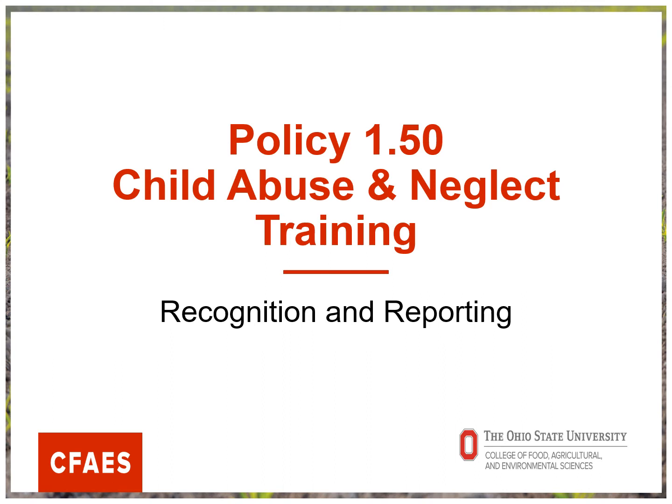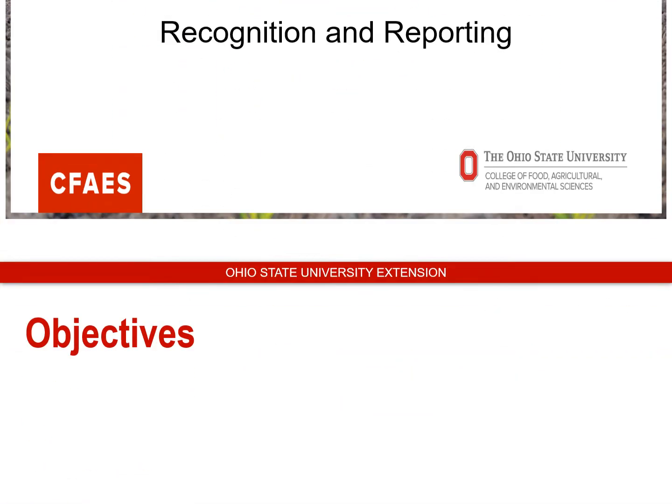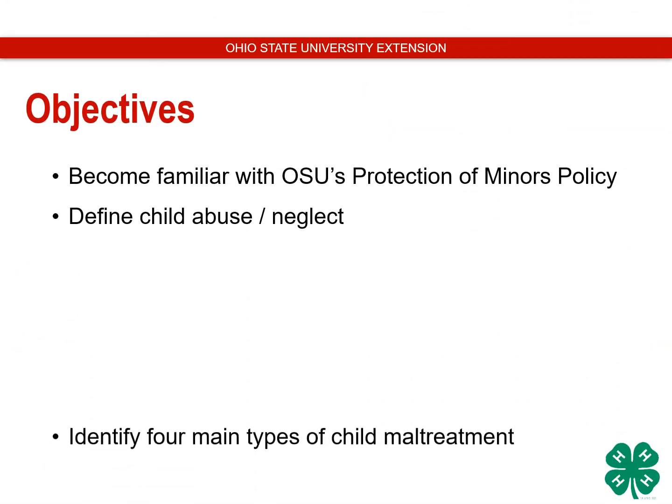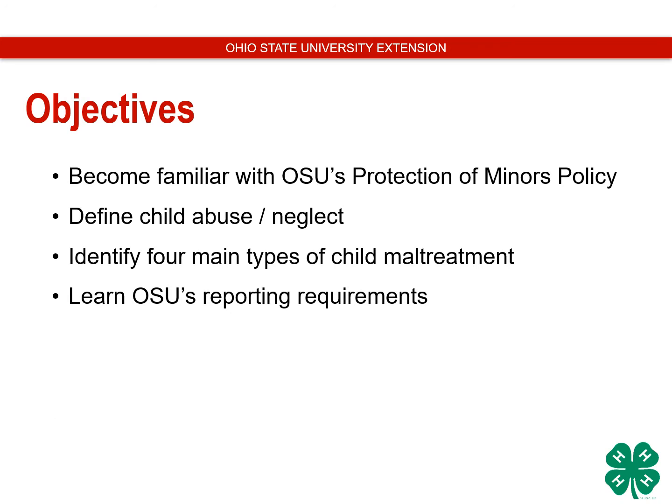Welcome to Policy 1.50, Child Abuse and Neglect Training. Today, our objectives are, as a 4-H volunteer, you will become familiar with OSU's Protection of Minors policy. We will define child abuse and neglect, identify the 4 main types of child maltreatment, and learn about Ohio State University's reporting requirements.